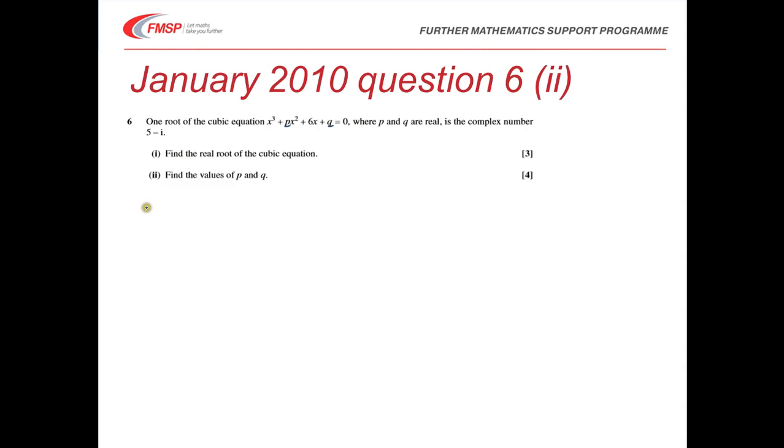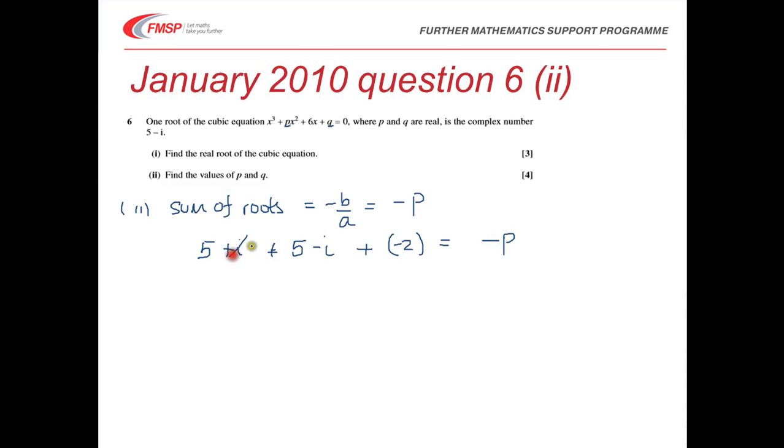If we're going to find p first of all, then we're going to use the fact that the sum of the roots is equal to minus b over a, but of course in our case that's going to be minus p over 1, so it's just going to be minus p. So if we add the roots together, 5 plus i plus 5 minus i plus minus 2, that will give us a value for minus p. Again the imaginary bits disappear and we end up with 8 equals minus p, so p is equal to minus 8. So that's our first answer.